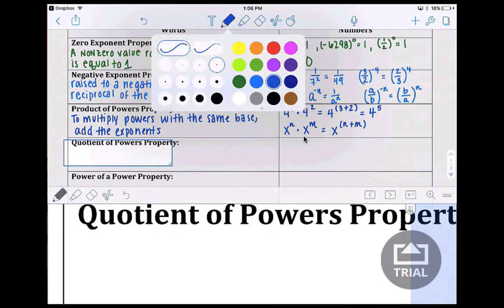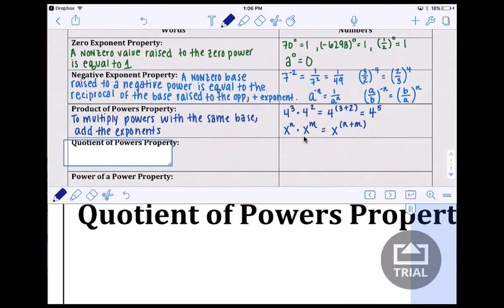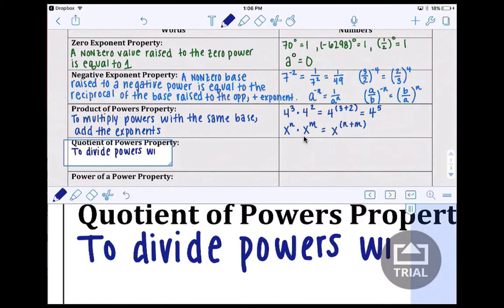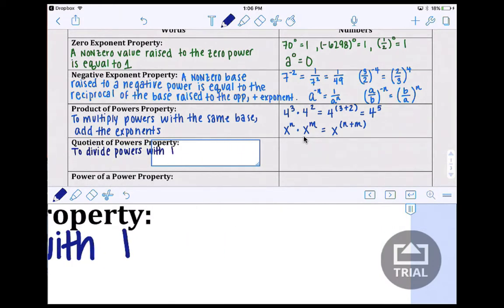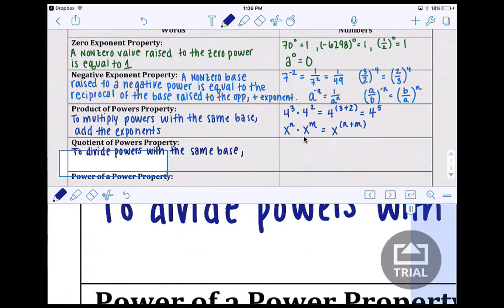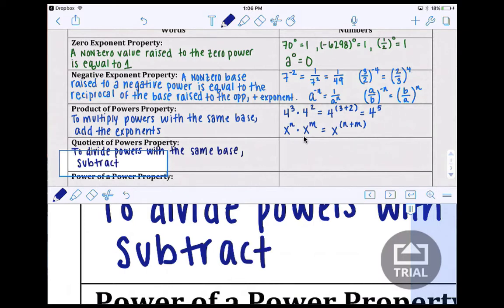Quotient is just the opposite, because quotient means division. To divide powers with the same base, you subtract the exponents.